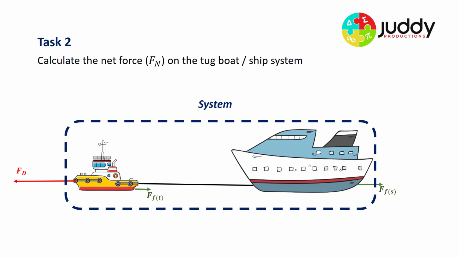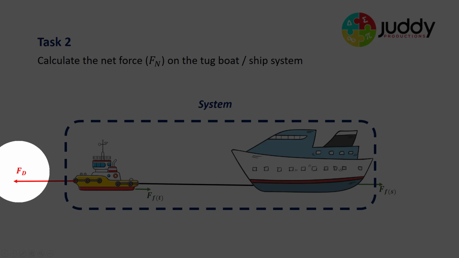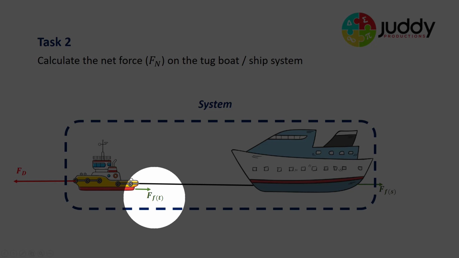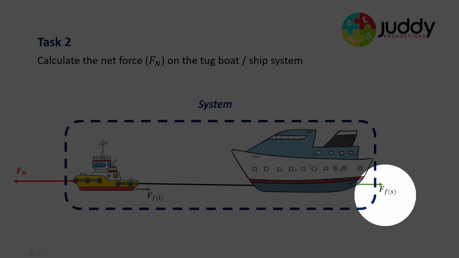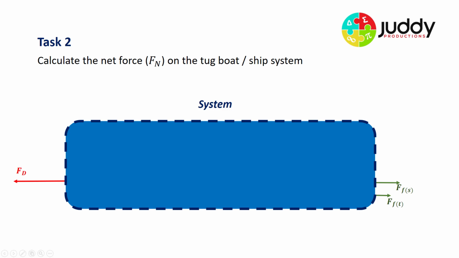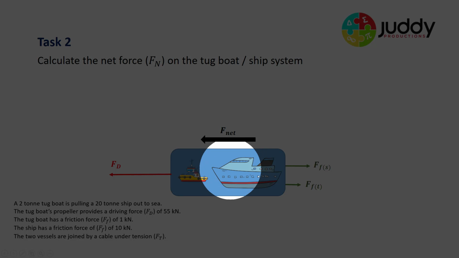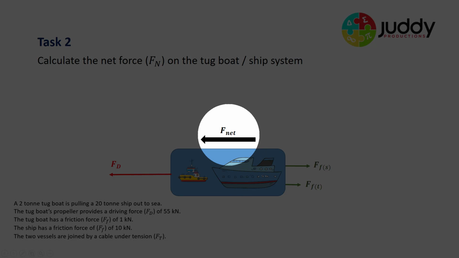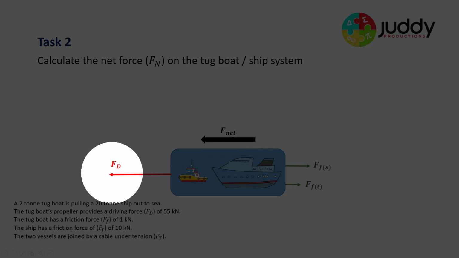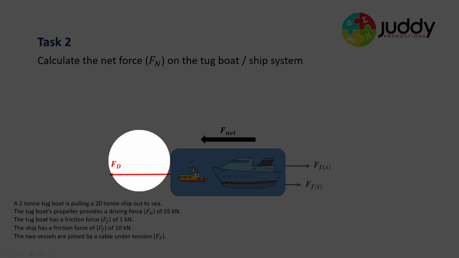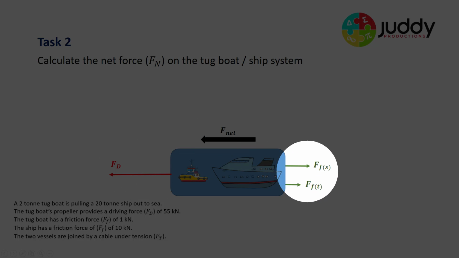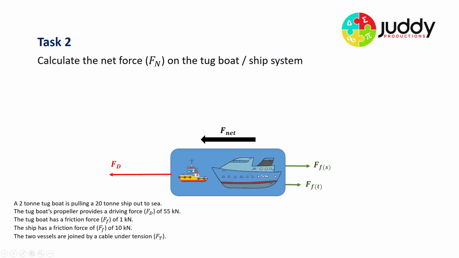We can see this system consists of 3 forces only. First of all, the driving force to the left, the frictional force of the tugboat to the right, and the frictional force of the ship also to the right. Let's simplify that. We have our one system generating a net force to the left, which is being produced by the driving force of the propeller of the tugboat and being opposed by the 2 frictional forces of the tugboat and the ship. Let's write that as an expression.